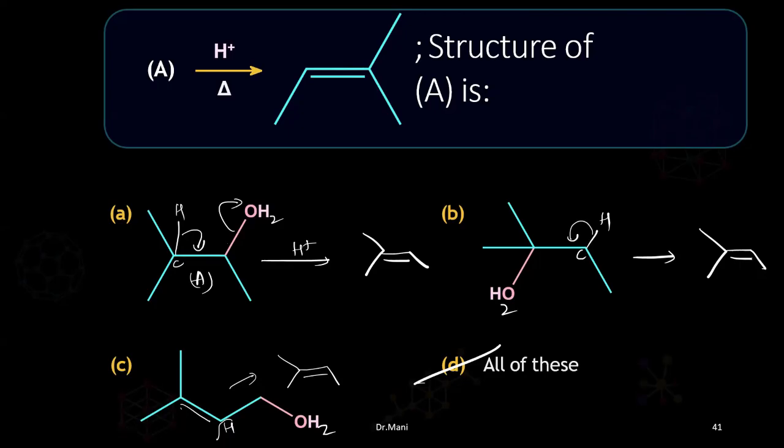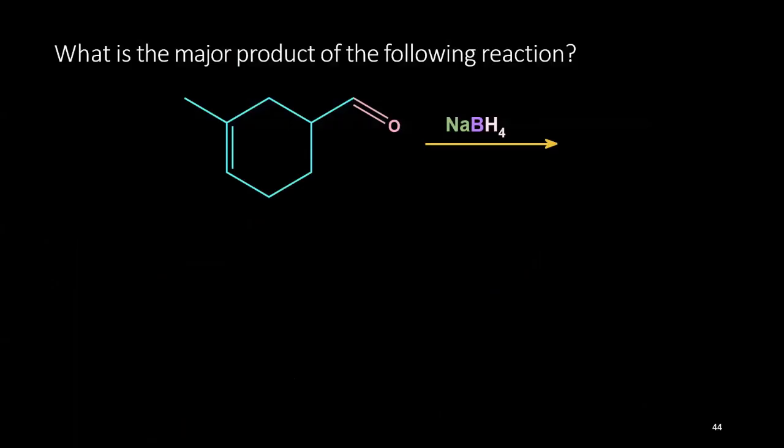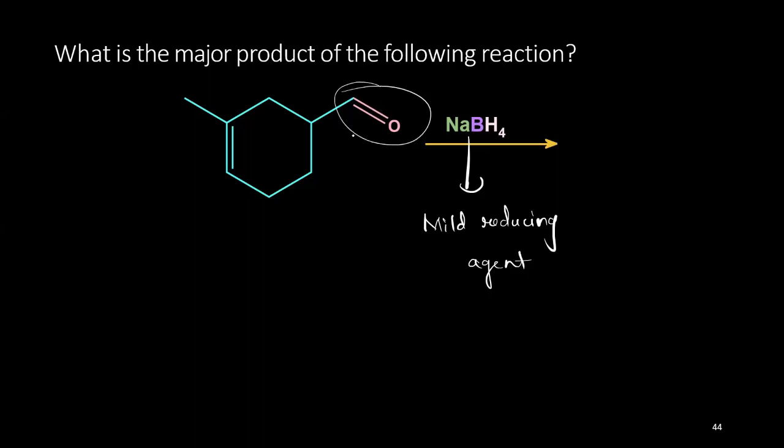And the last one, NaBH4. So what is NaBH4? We studied. NaBH4 is nothing but a mild reducing agent. So what happens with the mild reducing agent? If you use NaBH4, whatever is present here will be reduced. So what is this group? It's nothing but the C double bond O, attached to the CH3.